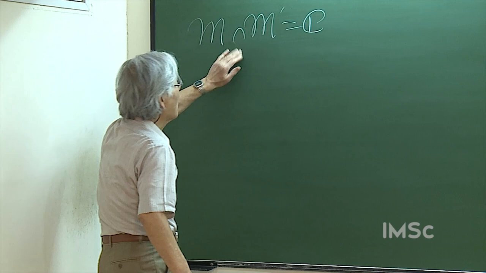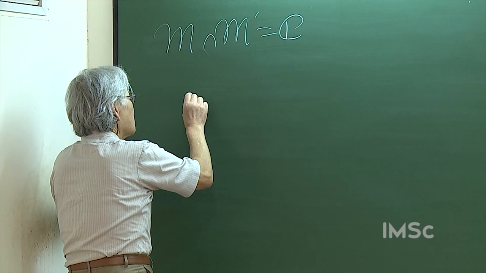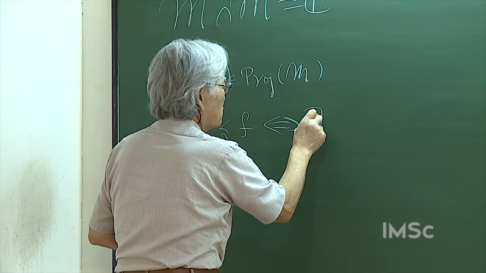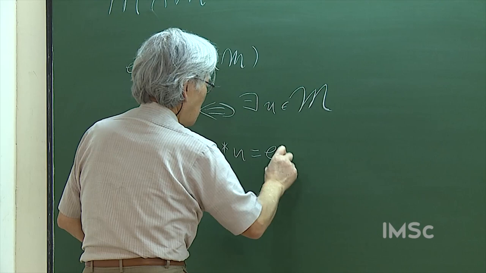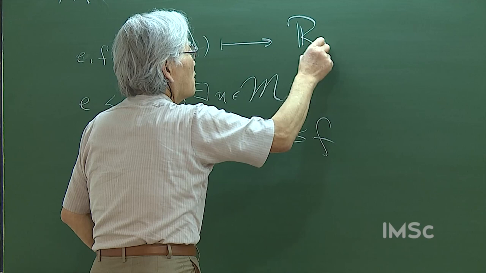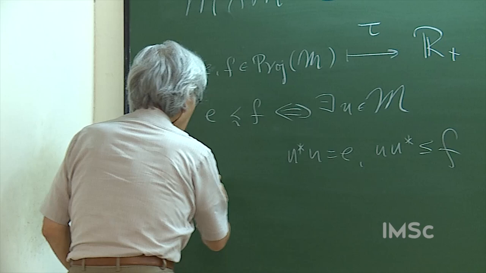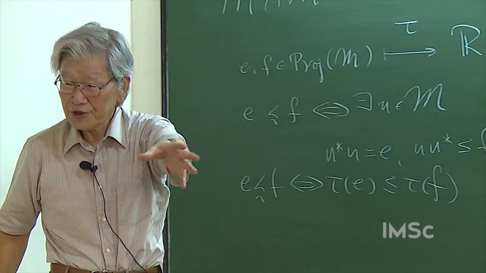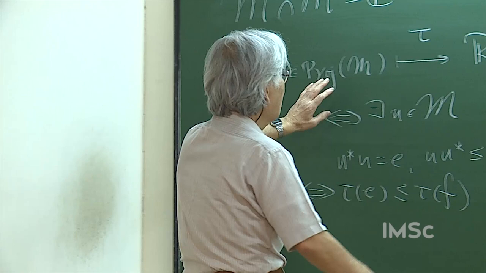Then Murray and von Neumann introduced the following: E and F projections of M, with U star U equal to E and U U star dominated by F. And then they were able to construct what is called a trace. This is then extended just like a measure, extended from the set to the function, so it is a linear functional over M.